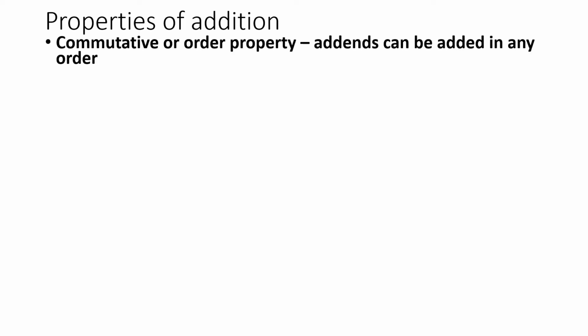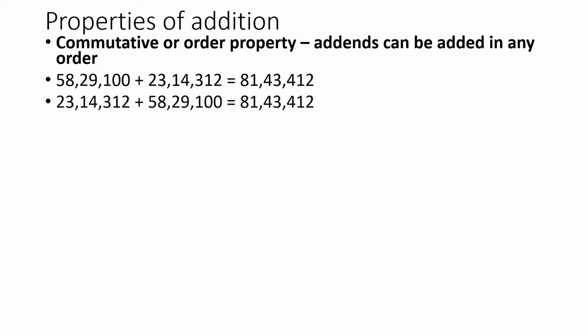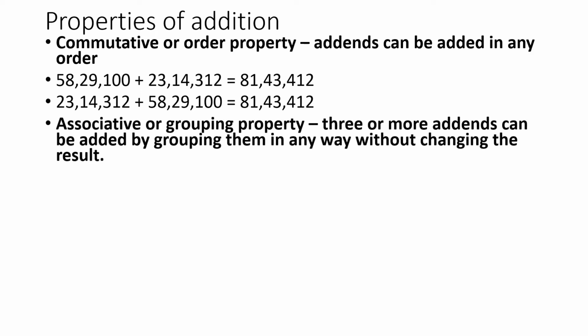Now let us understand the properties of addition. The first property is the commutative or order property. Addends can be added in any order. For example, here is 58 lakh 29,100 plus 23 lakh 14,312. When we add them, we get 81 lakh 43,412. But if we change the order, if we add 23 lakh 14,312 and 58 lakh 29,100, then also we will get 81 lakh 43,412.